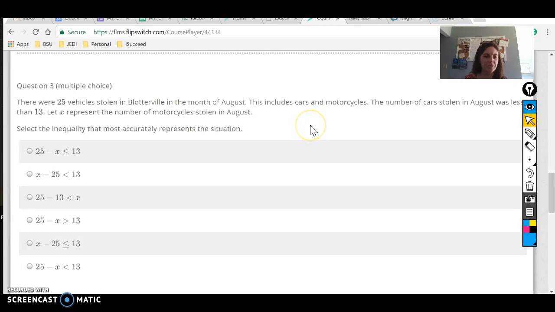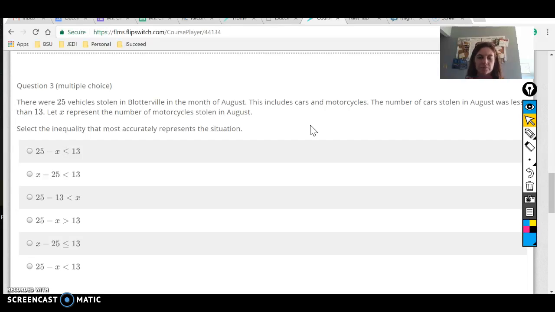All right, first 2 questions done. Next question. There were 25 vehicles stolen in Blotterville in the month of August. This includes both cars and motorcycles. The number of cars stolen in August was less than 13. So let X represent the number of motorcycles stolen in August.